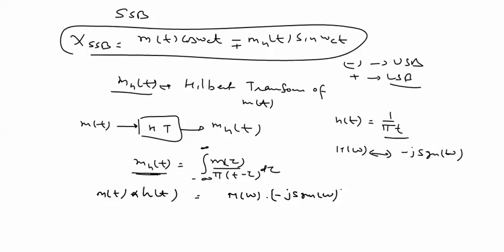For the magnitude and phase spectra of 1 upon pi t, whose transform is minus j signum omega, the magnitude spectrum is 1 and the phase spectrum is minus 90 degrees. The magnitude comes from the real portion being 0 and the imaginary portion being 1. The root of this is 1 and the angle, tan inverse, is minus 90 degrees. This means the Hilbert transform provides no amplitude change to a signal, only a minus 90 degree phase shift.